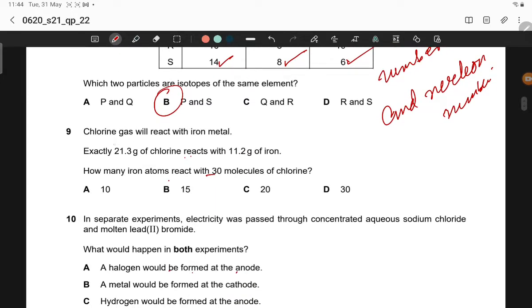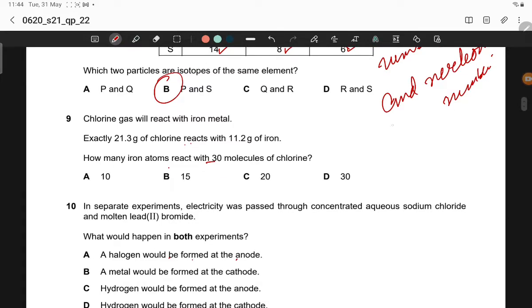Question number 9. Chlorine gas will react with iron metal. Exactly 21.3 gram of chlorine reacts with 11.2 gram of iron. How many iron atoms react with 30 molecules of chlorine? So first find out the moles: 21.3 gram for chlorine and 11.2 gram for iron, so 21.3 divided by 71 and 11.2 divided by 56.